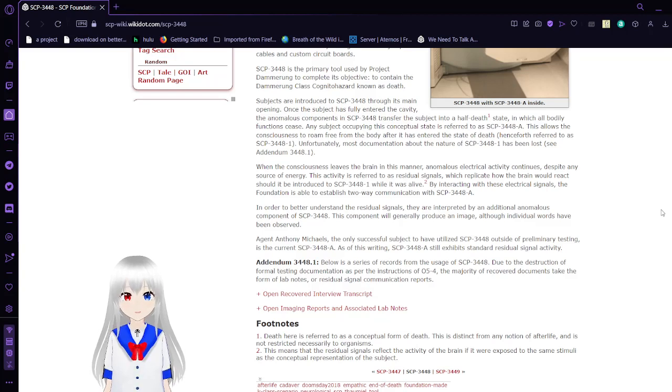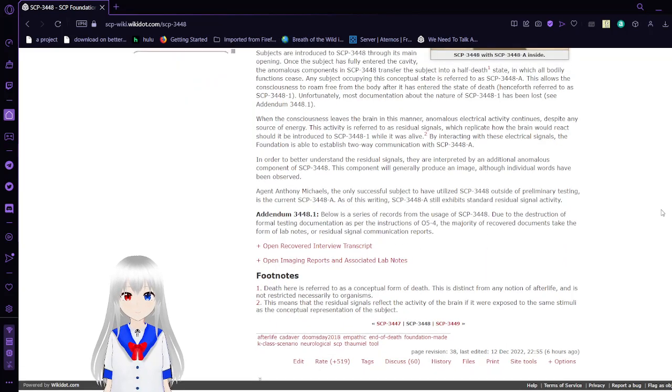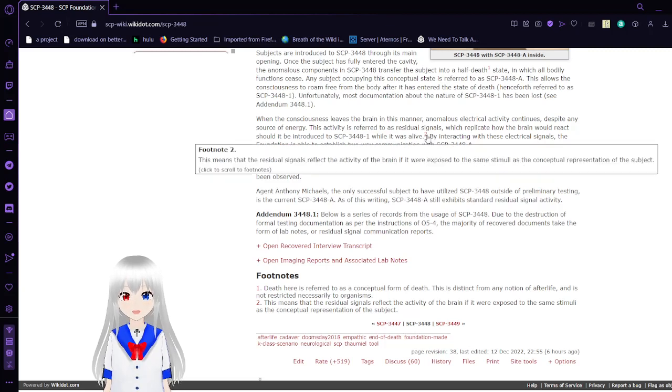While the consciousness leaves the brain in this manner, anomalous electrical activity continues, despite any source of energy. This activity is referred to as residual signals, which replicate how the brain would react to being introduced to SCP-3448-1 while it was alive. This means the residual signals reflect the activity of the brain if it were exposed to the same stimuli as the conceptual representation of the subject.